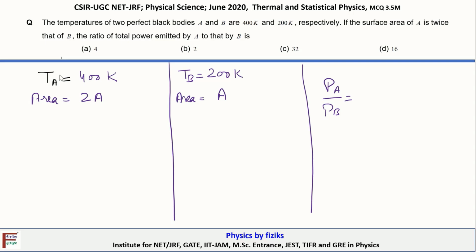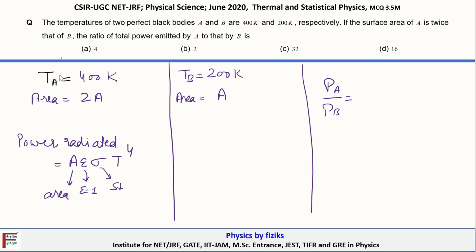We will recall that the expression for the power radiated by a black body is given by A, the area, times emissivity, times sigma T power 4. Here A is the area of the black body and the emissivity of a black body is taken as 1. Sigma represents the Stefan's constant, and T represents the temperature of the body.